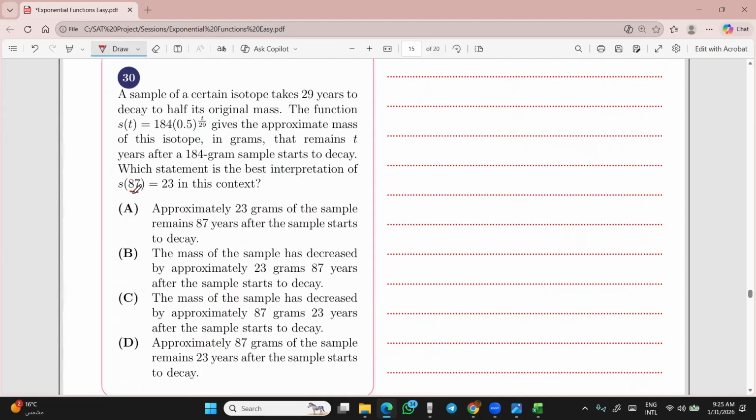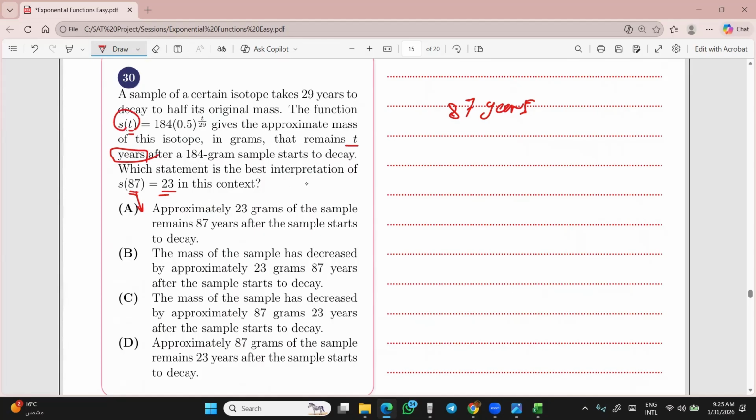So S of 87 is replaced with this number, with the S of t, I mean. So 87 is replacing t. So t is what? What is t? T years. So we can say 87 years. So we can write here 87 years after the starting of the observation. So the answer is 23. What is 23?